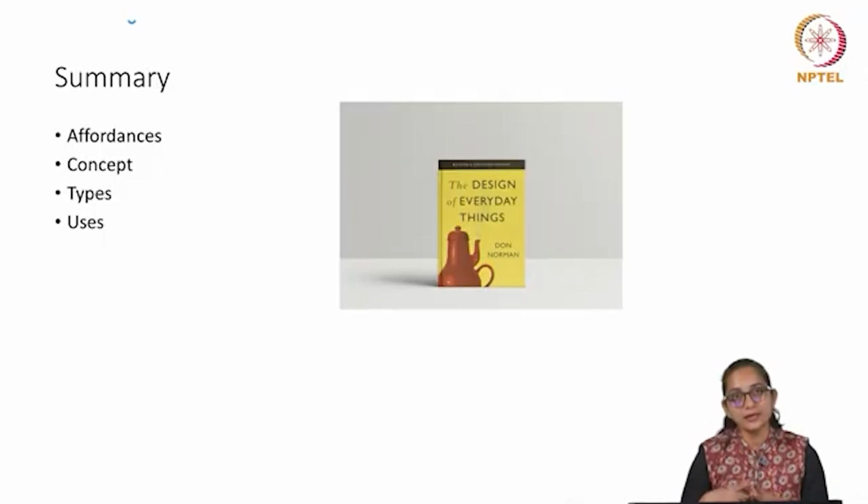To know more and understand the various aspects and how our day-to-day objects or technologies have used affordances in order to make our lives so simple and easy, you can go through this book, The Design of Everyday Things by Don Norman. It is a very interesting read. I really recommend this book.